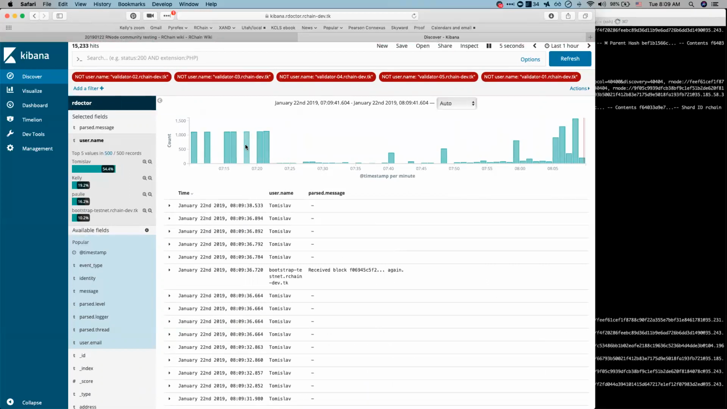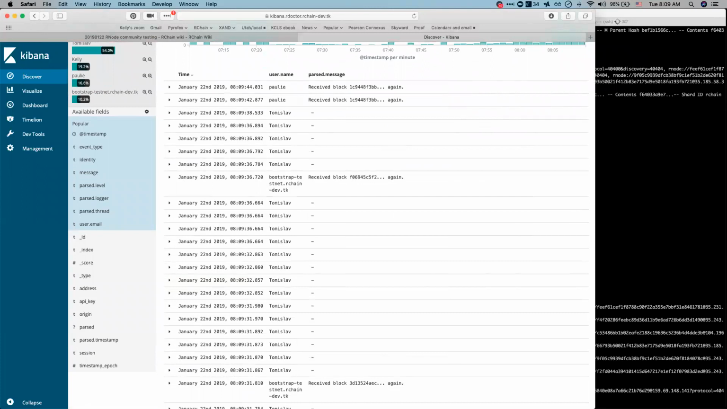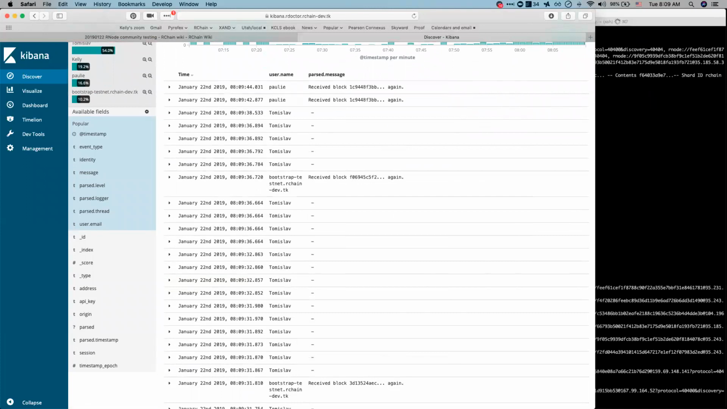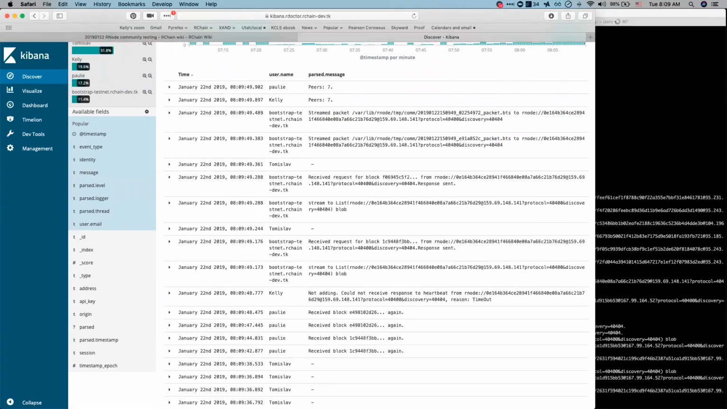I'm at block 10. How many were there? Bootstrap is showing, I think, 38. Let's see.